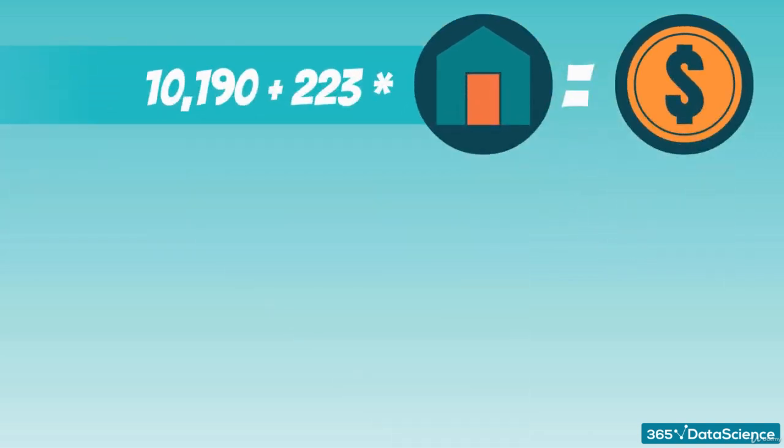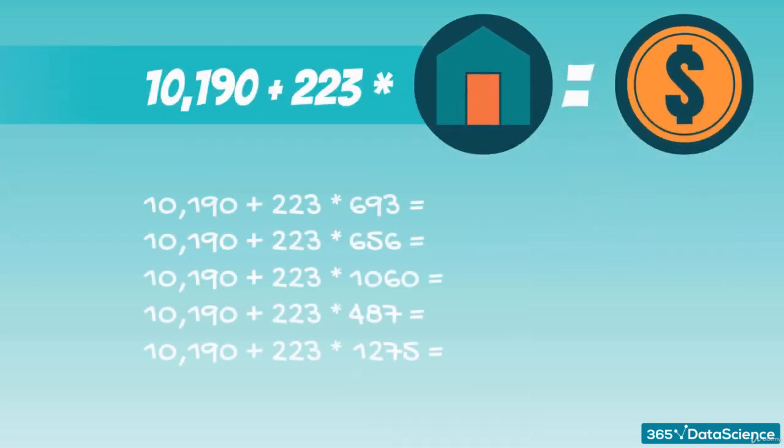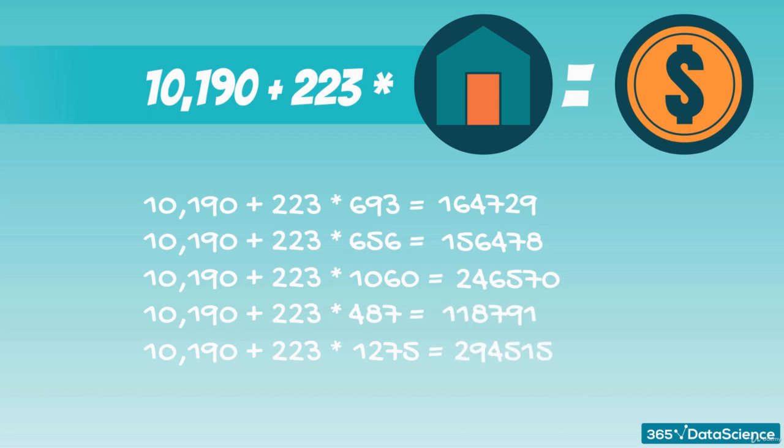Moreover, you know the sizes of 5 houses, 693, 656, 1060, 487, and 1275 square feet. What you want to do is plug in each size in the equation and find the price of each house, right? Well, for the first one, we get 10,190 plus 223 times 693 equals 164,729. Then we can find the next one, and so on until we find all prices.